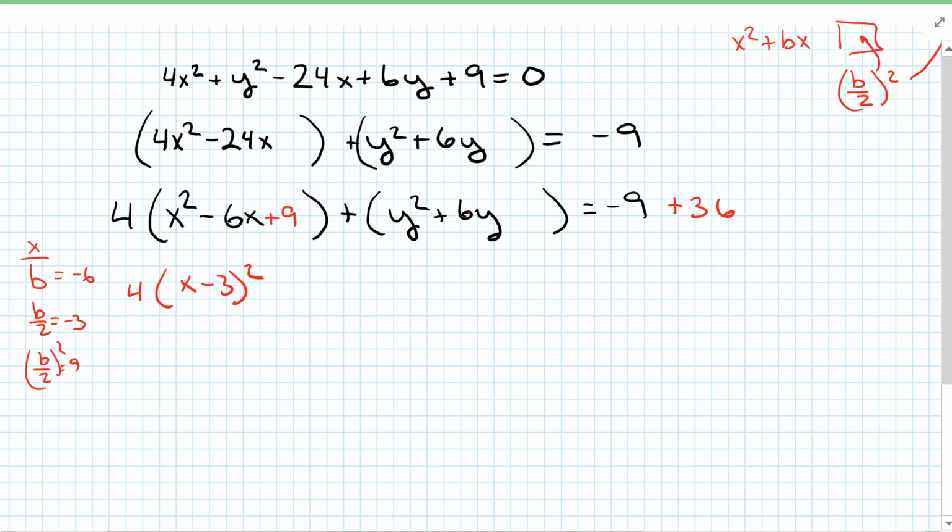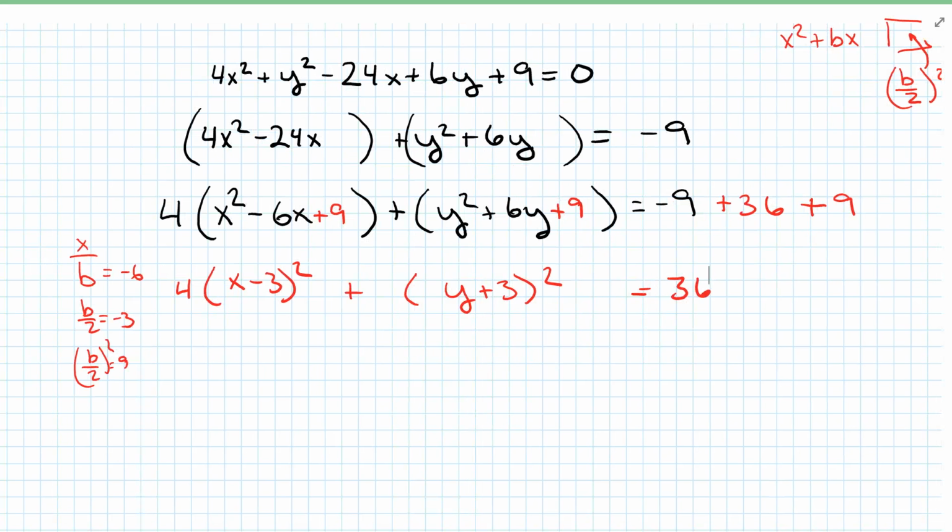Well, it's positive 6. So half of 6 is positive 3. 3 squared is 9, so I need to add 9. There's no multiplier, there's nothing outside, so I can just add 9 to the left and the right, and we're good. And that's going to look like y plus 3 squared. And all that's going to equal is negative 9 plus 36 plus 9, which is 36.